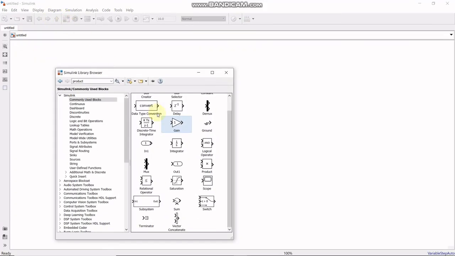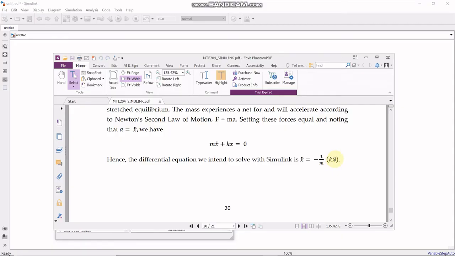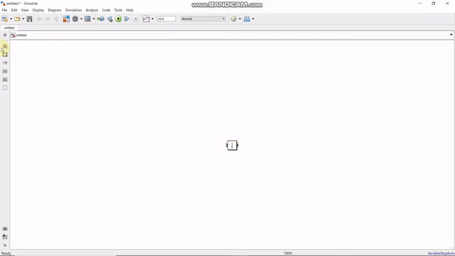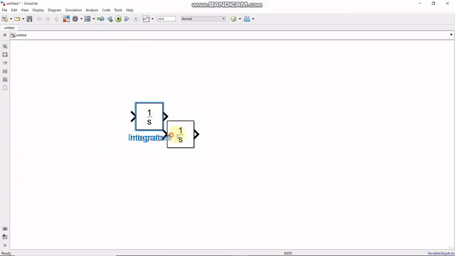Now we can just do that by opening a new workspace window. So we would need the double integral as well. We need the integrator block twice. And also, what do we need? So our x is the output in this case. X is the output. So x would be multiplied by k at some point, and also 1 over m. So how do we do this? So let me zoom this in. We have our integrator block, and we'll zoom out a bit.